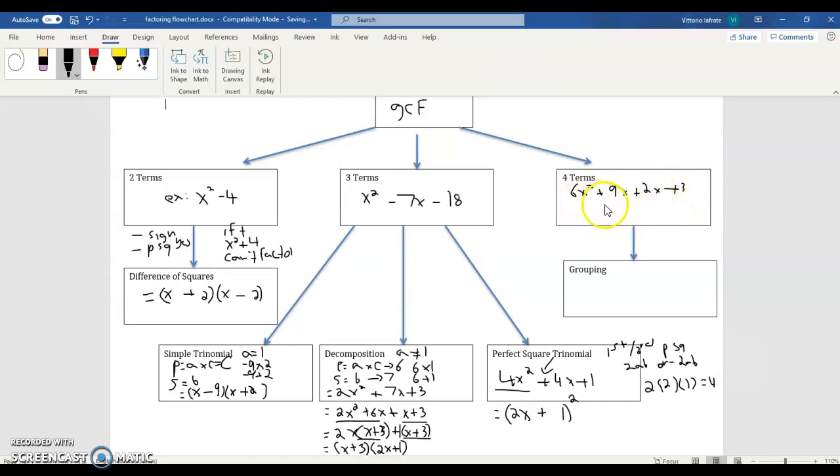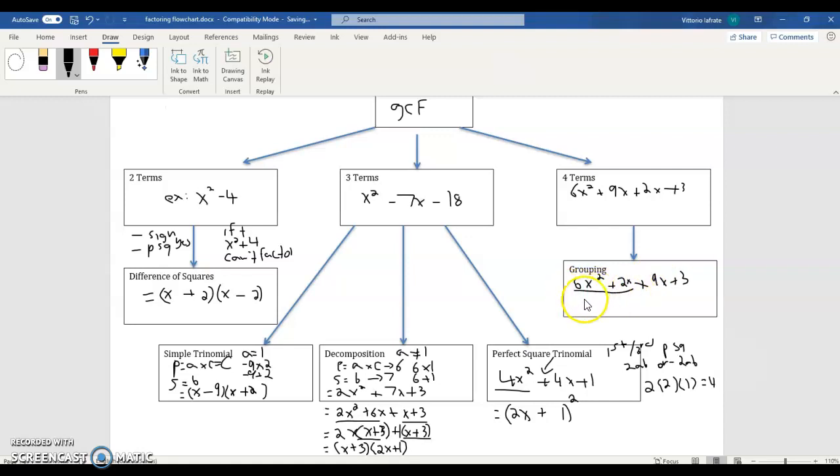So if I take a look at this example here, anything that's common within groups, it looks like I could take out a 3 from here, perhaps. That could maybe work, but then if I look here, there's not much that's common there. So I'm going to try to rewrite this in a way where I do have some commonalities. Maybe I can do 6x squared plus 2x plus 9x plus 3. And so I've created groups where the pairs have some commonalities now.